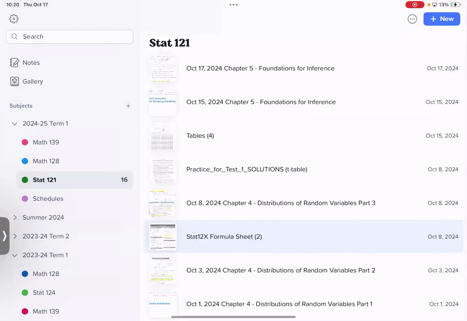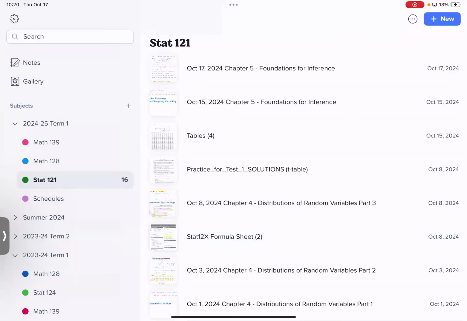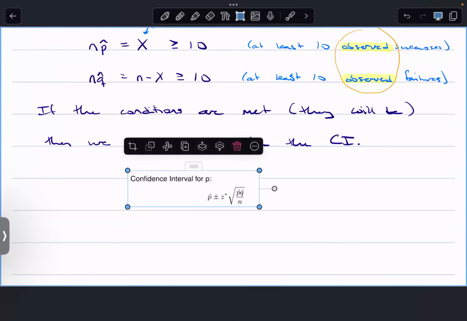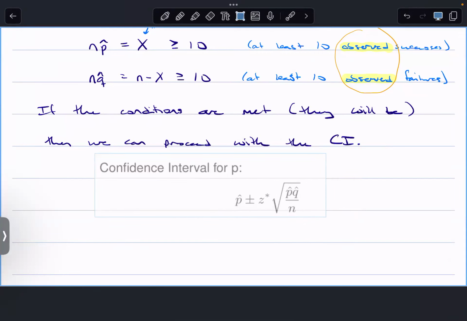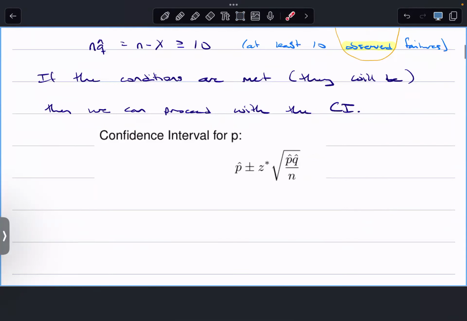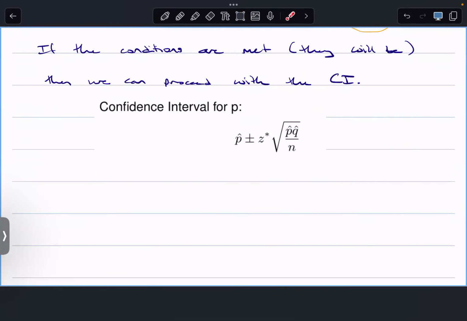From our formula sheet, we have this. P hat, we know, is a sample proportion. Z star, that looks familiar.